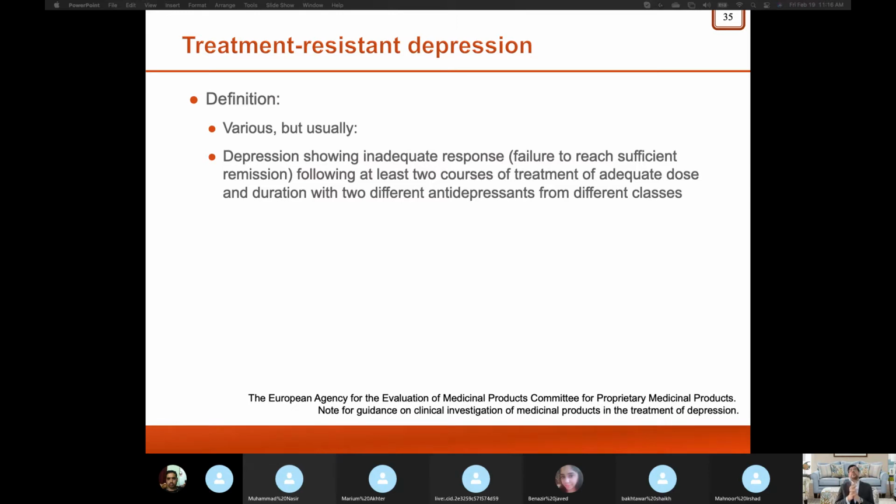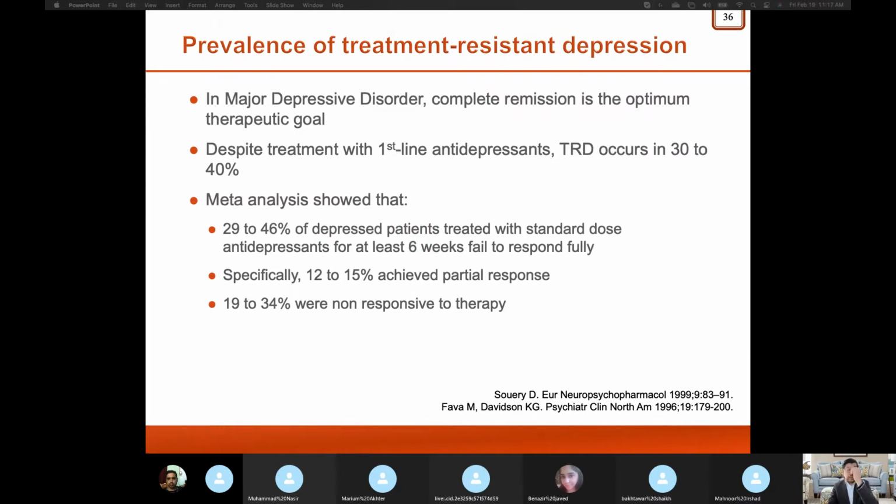इसमें कुछ ifs and buts हैं. Like कहते हैं कि 2 SSRIs, 2 antidepressants from the same group like SSRI, even that is enough to qualify for this definition. Not necessarily 2 different classes. 2 different drugs from the same class can also lead to the same situation. And this is a common dilemma in our clinical practice. In major depressive disorder, complete remission is the optimum therapeutic goal. And despite treatment with first-line antidepressants, treatment-resistant depression, TRD, occurs in 30 to 40% of the cases.